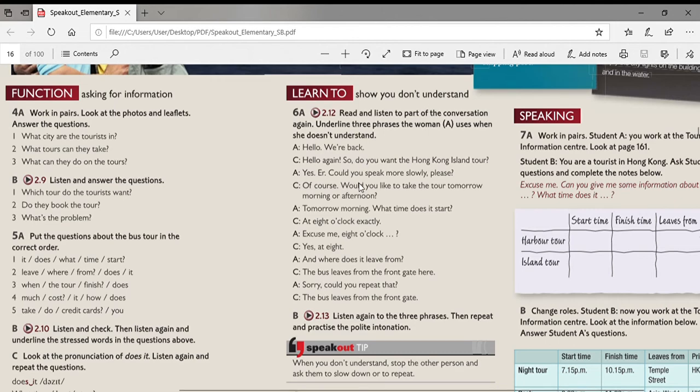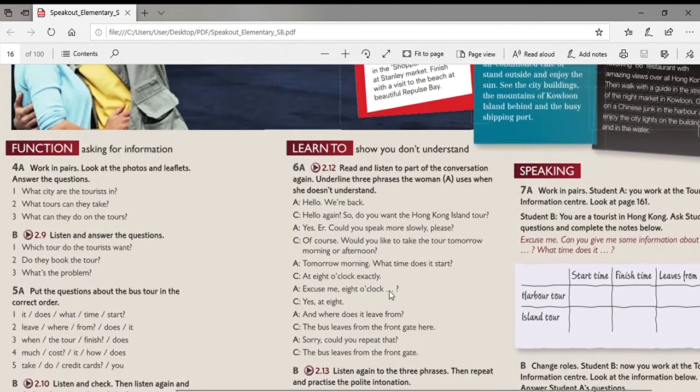So we have, could you speak more slowly, please? Excuse me, 8 o'clock, or some other information. And sorry, could you repeat that? All these phrases show that a person doesn't understand the information, so it needs repetition.